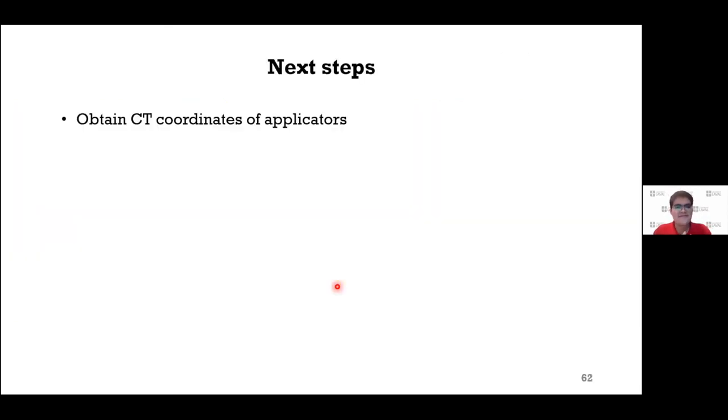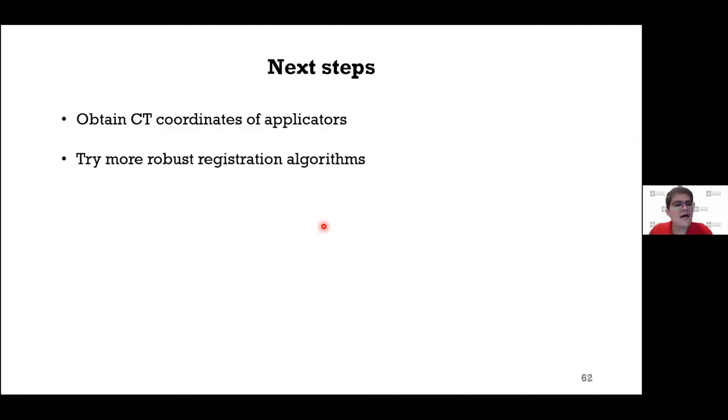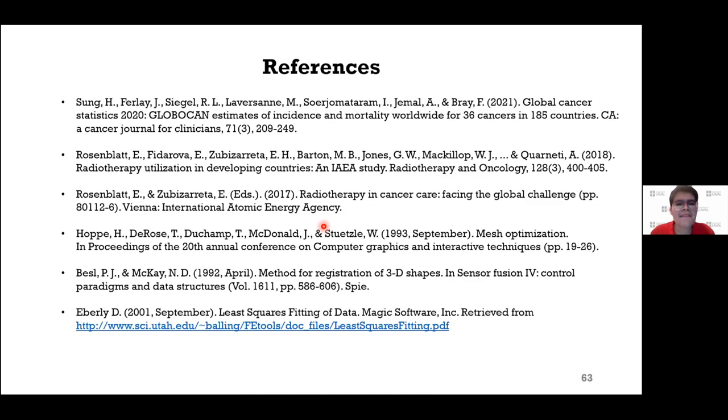So what are the next steps for improving my project? Next steps is also to obtain CT coordinates of applicators, because here, if I go back, I didn't compute the points in the CT reference frame for the applicators. I might have to do it manually or find another algorithm. Also, I have to try more robust registration algorithms to improve the alignment. Also try new setups, add more calibration points. I'll also make a faster EMT reconstruction, because the one I took for this particular experiment took about 57 minutes, but there are ways to make it faster. So here are the references.